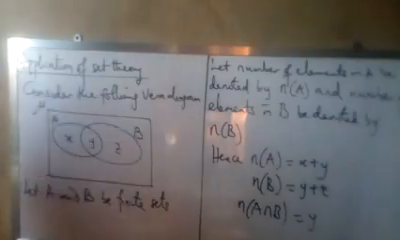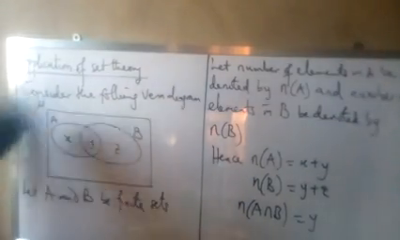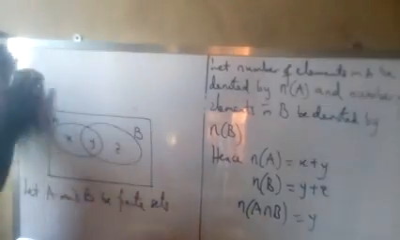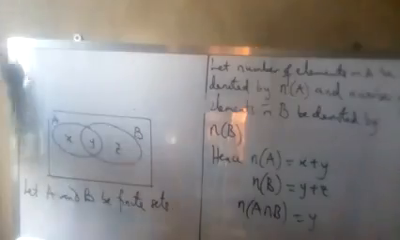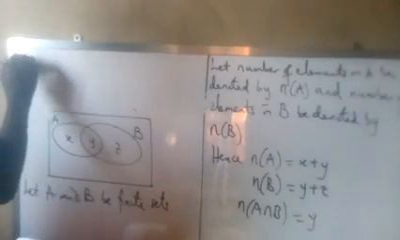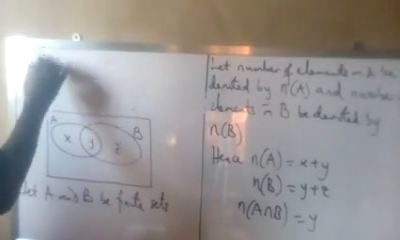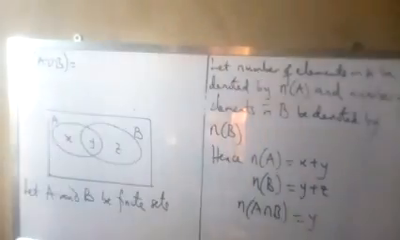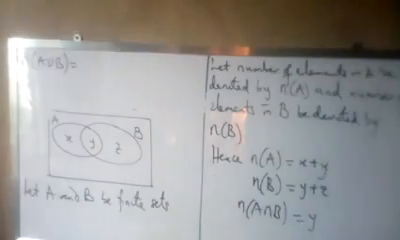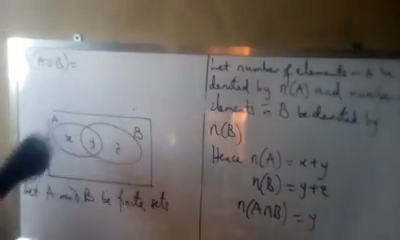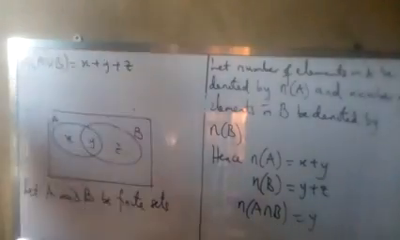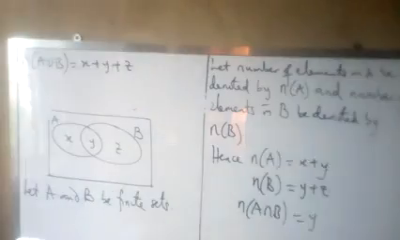Now let's carry out some simple arithmetical operations. If we want to find the union of all the elements in A and B, that is bringing all these elements together, the union of all the elements in A and B should be X plus Y plus Z. When you bring all the elements together, that should be the union.